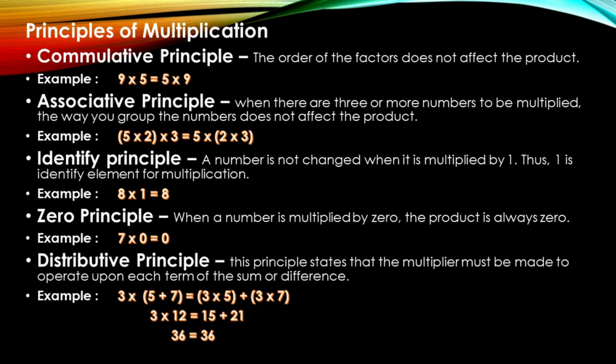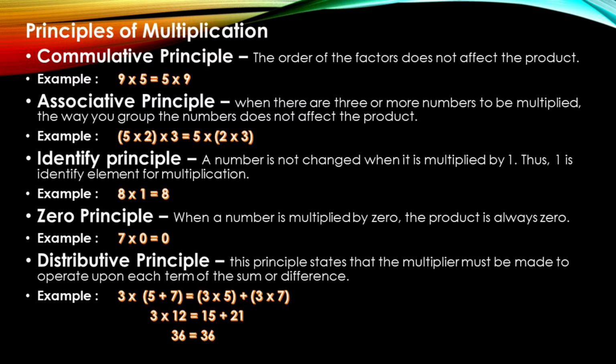Next, associative principle. When there are 3 or more numbers to be multiplied, the way you group the numbers does not affect the product. So, another does not affect. So, hindi po ulit siya makaka-apekto sa ating product. So, for example po, yung ating associative principle, yan po yung nagkaroon na tayo na open close parenthesis. So, you can apply our first symbol again.